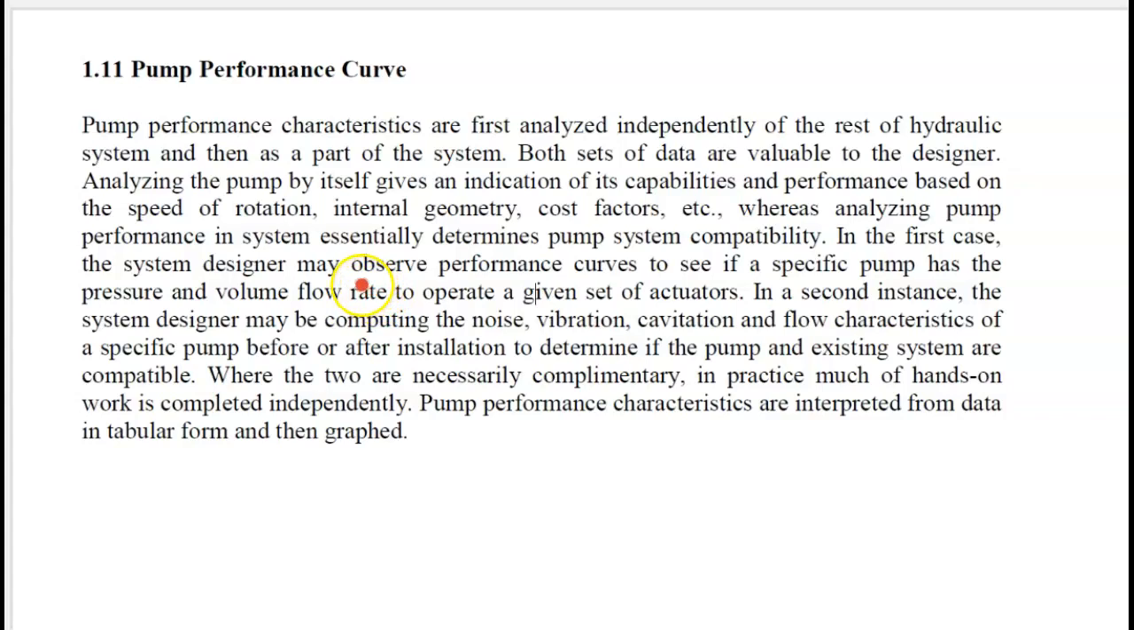Now, in the first case, the designer may observe the performance curve to see if a specific pump has the specific pressure and volume flow rate to operate a given set of actuators. In the second instance, the system designer may be computing the noise. He wants to find out if the pump is too loud, or too quiet, vibration, cavitation, and different flow characteristics. And then after installation, he wants to determine if the pump and the existing system are working perfectly together or not, so whether they are compatible or not.